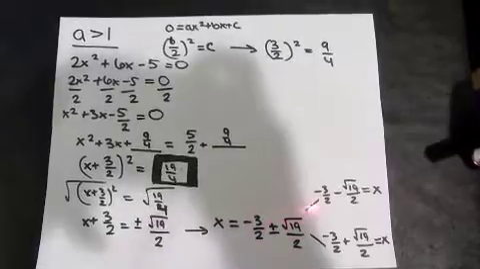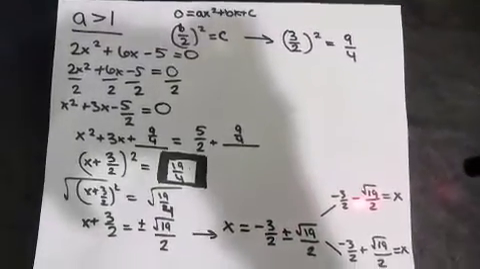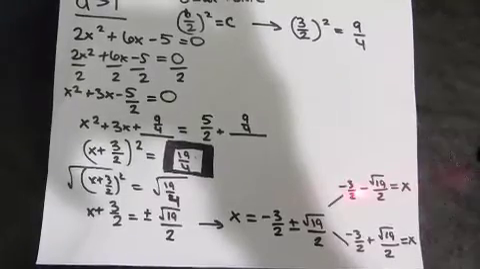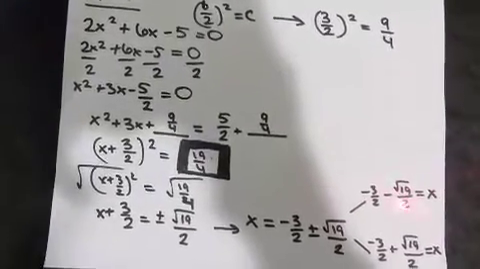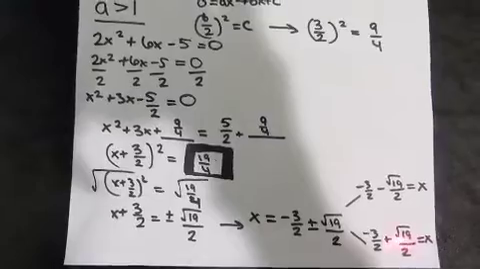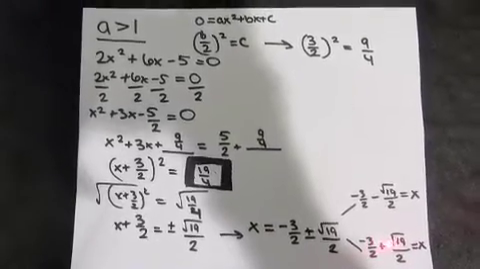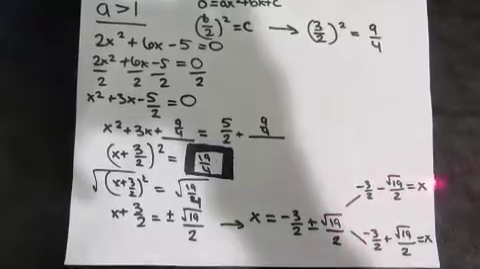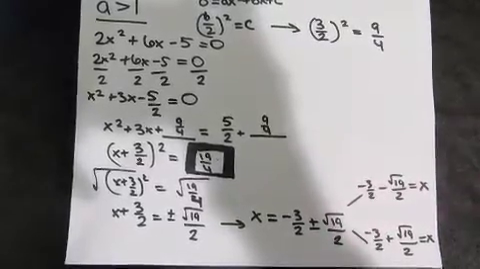Then, if I plug in the negative for the plus or minus, I end up having minus 3 over 2 minus radical 19 over 2. Or, if I plug in the plus, then I have minus 3 over 2 plus radical 19 over 2 equals x. Both of these are ugly answers, but this is the reality.